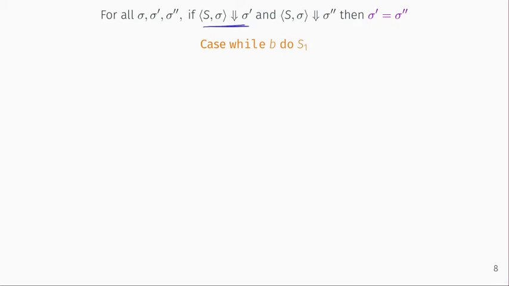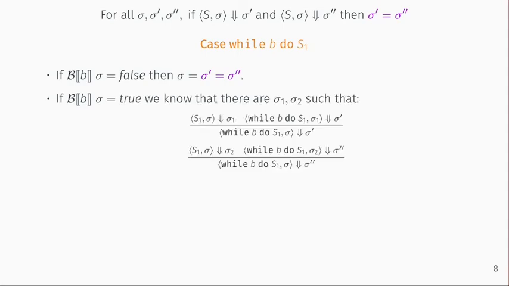So let's concentrate on the case of while, which was a tricky one. The case in which the condition is false is the same as before. Now let's study the case in which the condition is true. We know that there exist both derivations for some sigma 1 and sigma 2, which are the intermediate states in each derivation. Since the derivation tree of this judgment is smaller than the whole derivation tree, it is a subtree, so we can apply the induction hypothesis to prove that sigma 1 equals sigma 2.